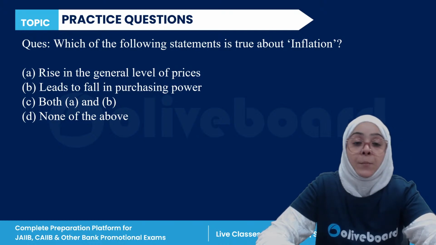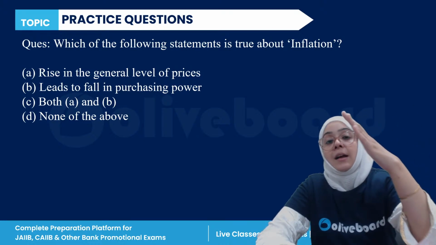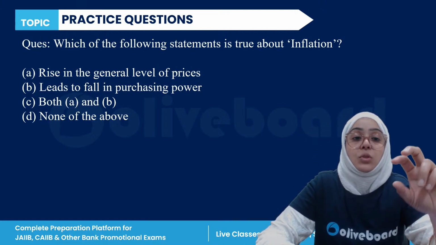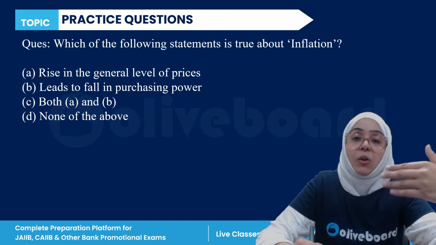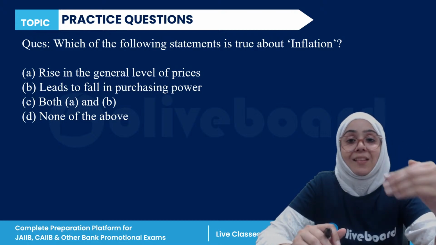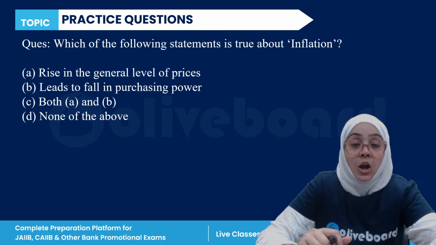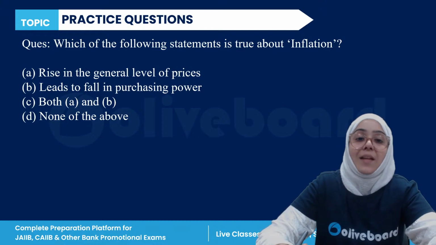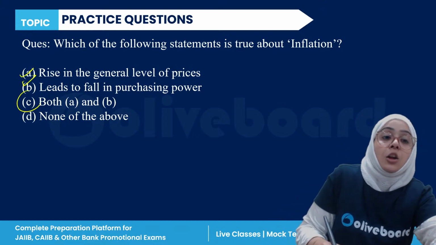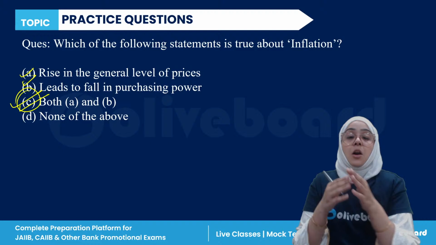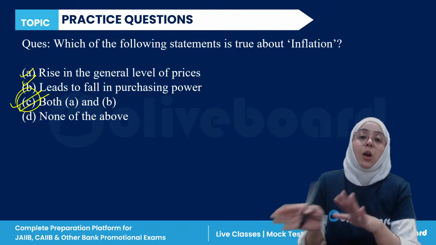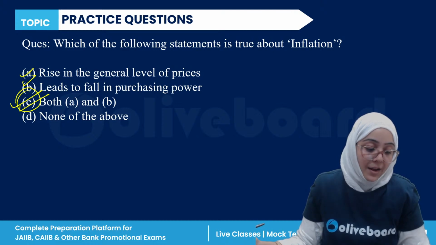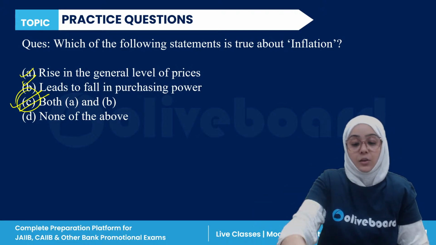Inflation is the general rise in the prices of goods, which leads to a fall in purchasing power. Obviously, when the prices of products rise in the economy, your purchasing power falls, and that is known as inflation. Both statements are correct, so C is the correct answer. It is the rise in the general price level plus the fall in purchasing power. Both A and B is the correct answer. Done. Good.